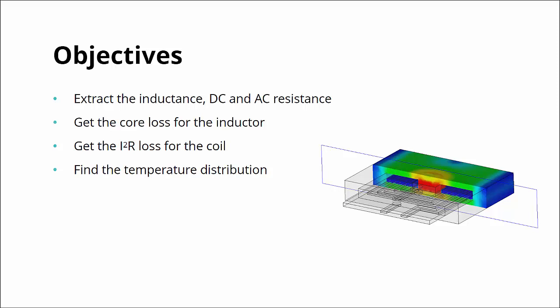We will start by extracting some circuit parameters, namely the inductance, the DC and AC resistance. Next, we will get the core loss for the inductor. Then we will get the I squared R loss for the coil. And finally, we will find the temperature distribution in the inductor. We will use EMS for SOLIDWORKS to accomplish all these objectives.